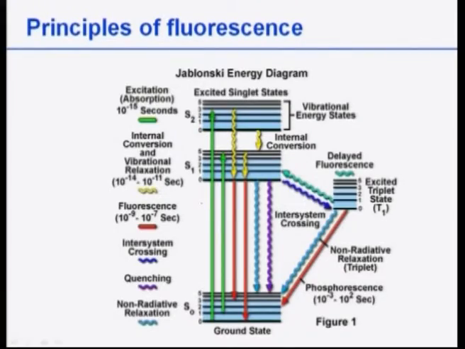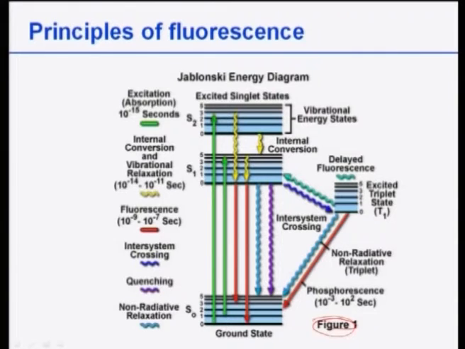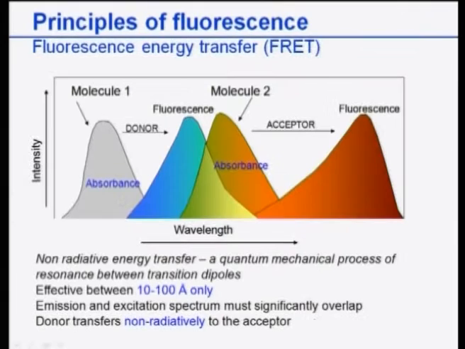Again, if I put all the things together, now I know what intersystem crossing is, and that is what will come into the picture. I think this is what I have already discussed. These are all different states and how fluorescence and phosphorescence can take place.